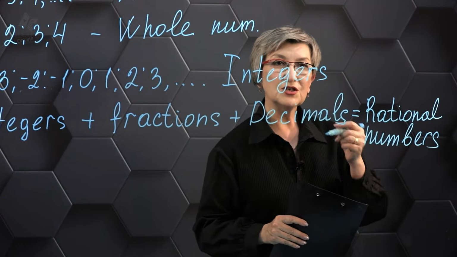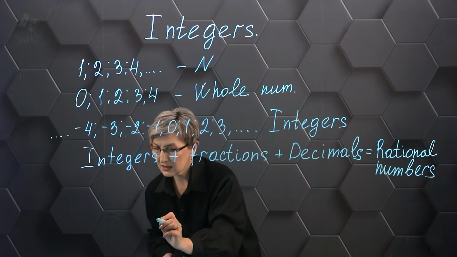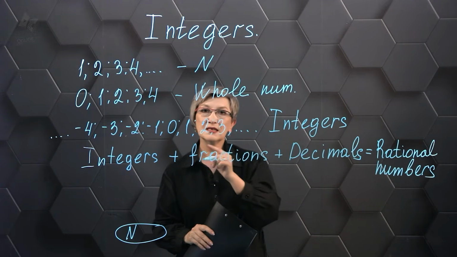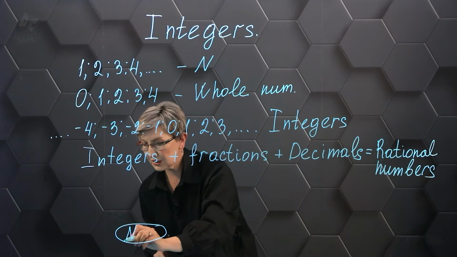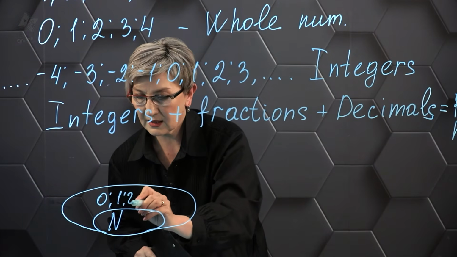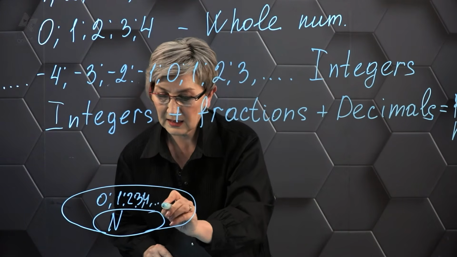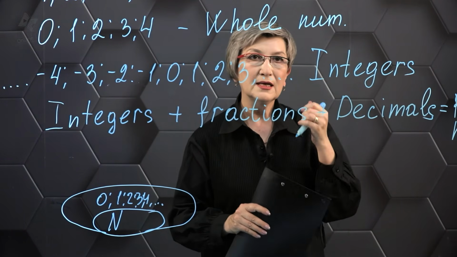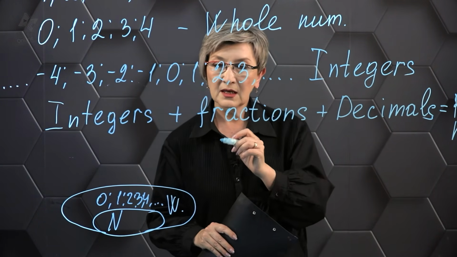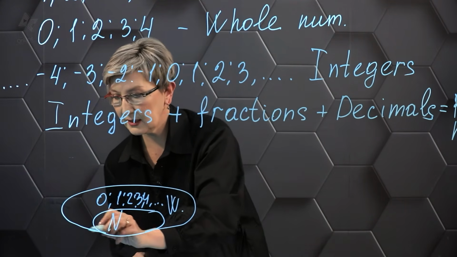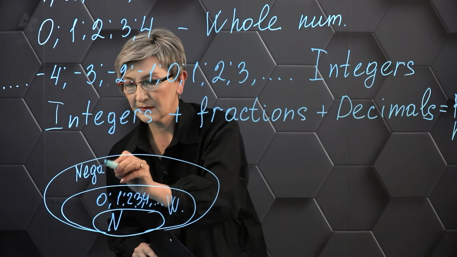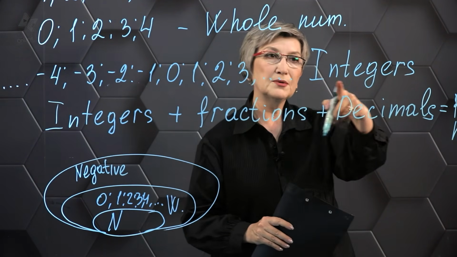Let's show these numbers in the form of circles. If we used only the natural numbers, that's 1, 2, 3, 4, and to those numbers we have added 0 and then the negative numbers, we get the set of integers.